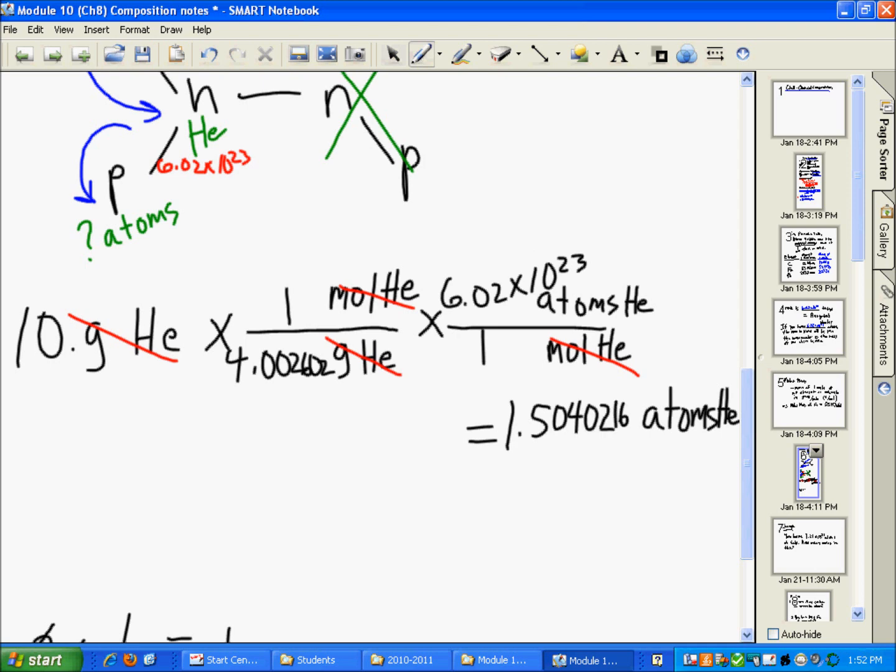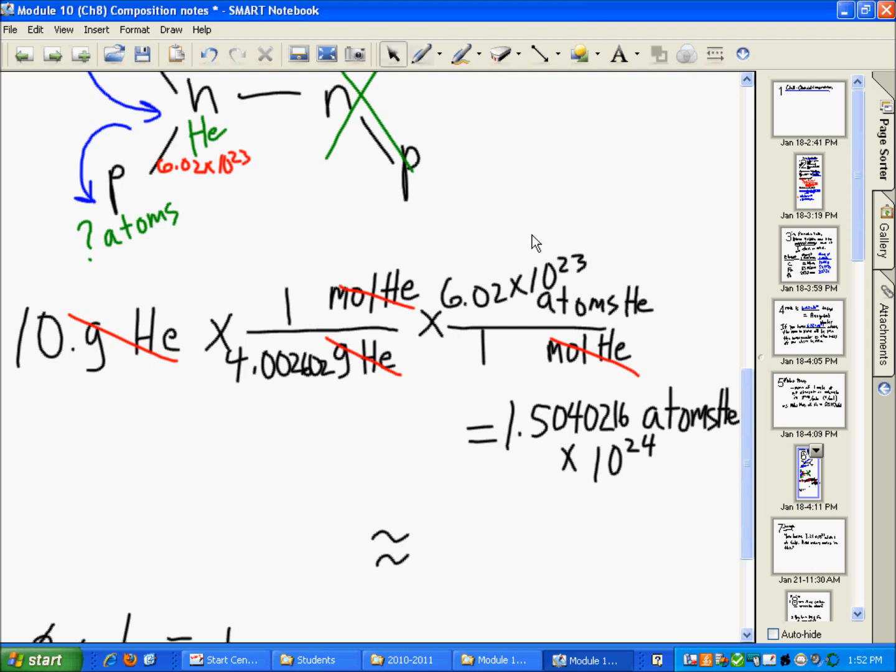1.50402164 times 10 to the 24. And we'll have to round that off for significant figures. Can you teach me how to find this amount of significant figures?